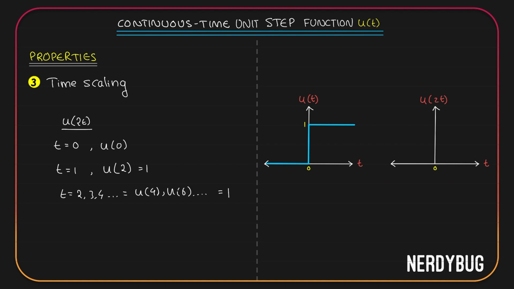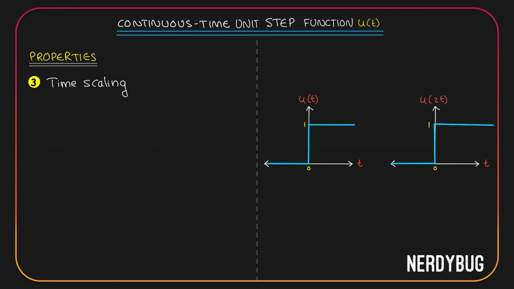How about something that is negative? Let's take t equals minus 1. Then I'll get u of minus 2, but u of minus 2 is 0. Then if I take t equals minus 2, I'll get u of minus 4, that is 0. So it doesn't matter if you're taking u of 2t, you're still getting 1 for all the positive values and 0 for all the negative values. Which means if you try to plot u of 2t, you will get the very same graph like this. So mathematically, we can write u of at is equal to u of t.